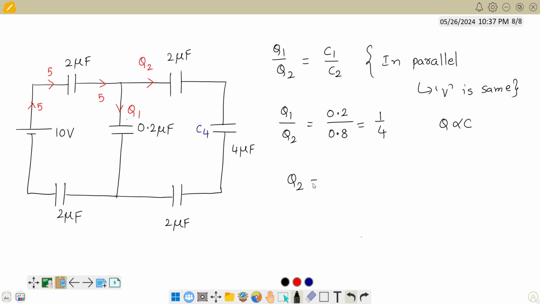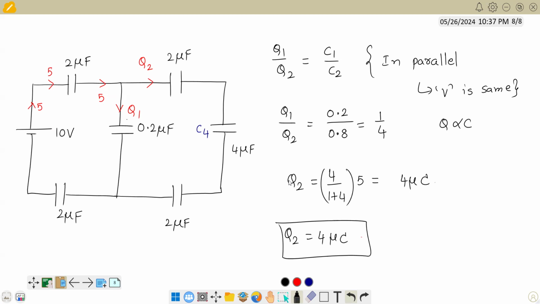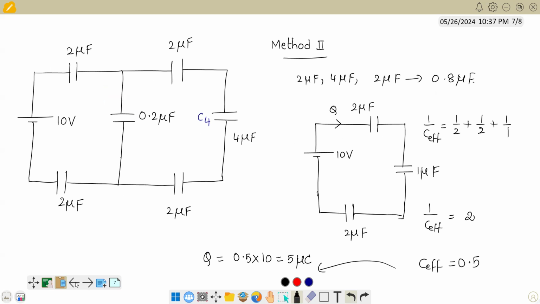So Q2 would be 4 by 1 plus 4, into the total charge flowing in the circuit, which is 5. So the answer for this would be 4 microcoulomb. So finally Q2 would be 4 microcoulomb. Even if you solve in this way, you will still get the answer as 4 microcoulomb. This is called the charge way to solve this problem.